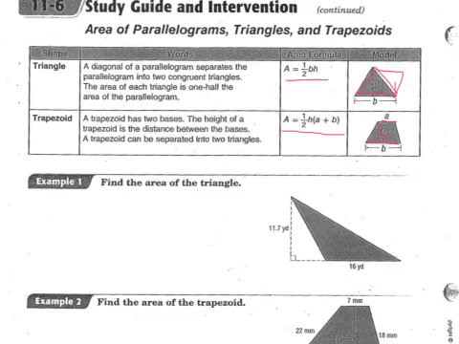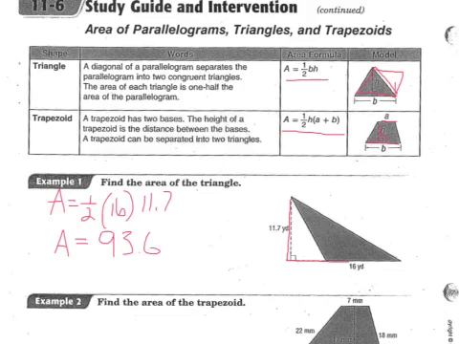So let's look at the first example and see if we can find the area of the triangle. So the area of a triangle, like we said, is half the base times the height. So half, and the base is 16, and the height of our triangle is 11.7 yards. And now we know this is the height because it is perpendicular to the extended base. Okay? So if we multiply that out, we will end up getting 93.6. And let's not forget our squared yards.